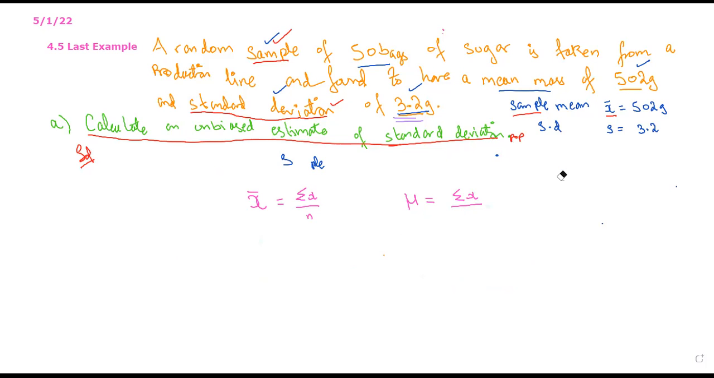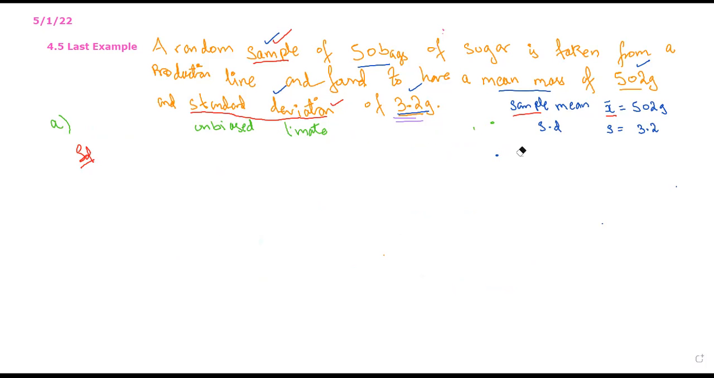So far you just know the difference in population, sample, mean and variance. Let's talk about the second part now.